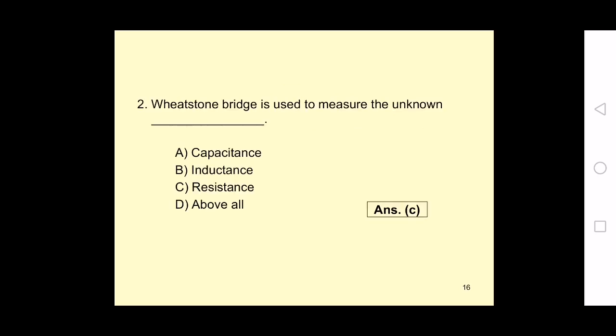A Wheatstone bridge is used to measure the unknown resistance, above all. So it is used to measure the unknown resistance. Option is C.